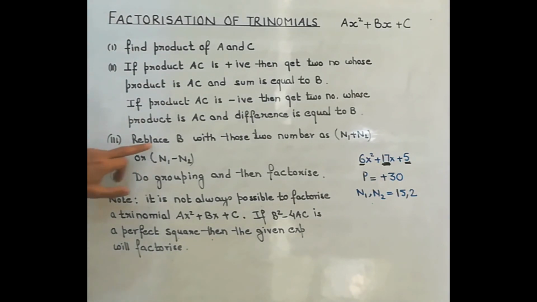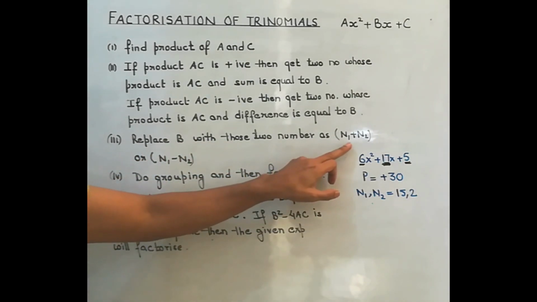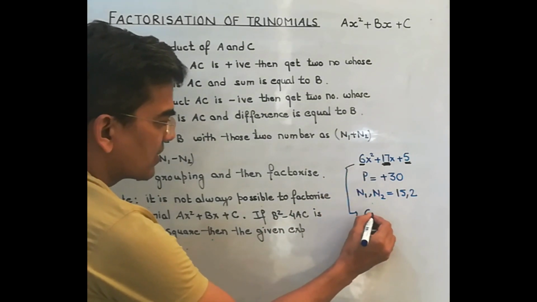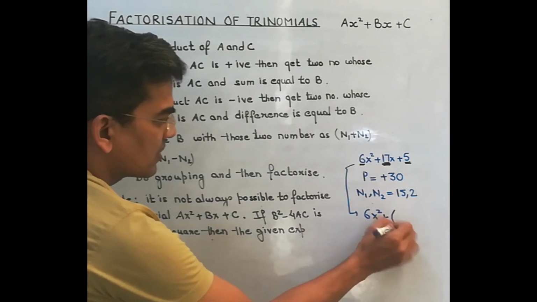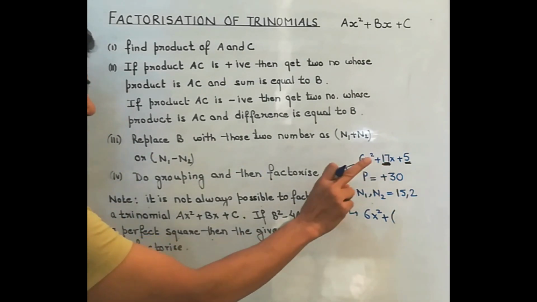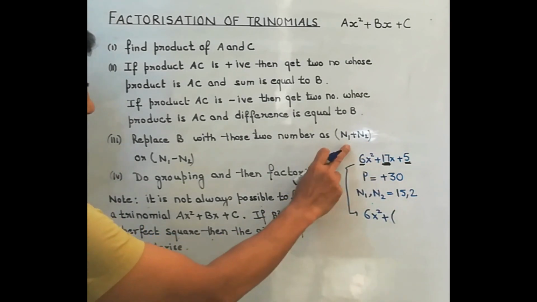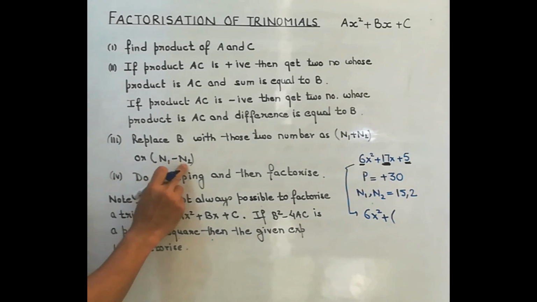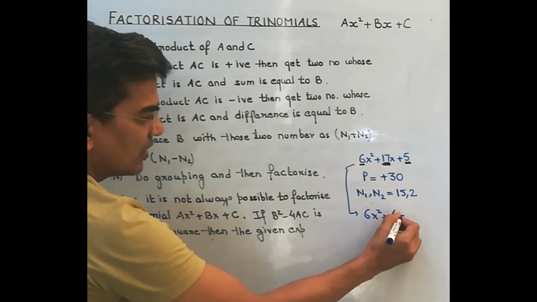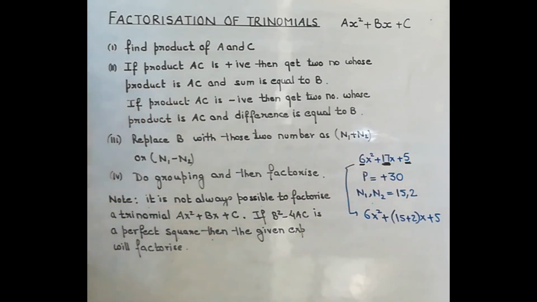Now what the third step says: replace B with those two numbers as n1 plus n2. So here we will write 6x square plus, and according to the rule we replace B. B is 17, so 17 will be replaced with the two numbers as n1 plus n2, because here we need the sum. If difference was needed, we would have replaced with n1 minus n2. But sum is required here. So we will replace the middle number with these two. Rest will remain as it is.